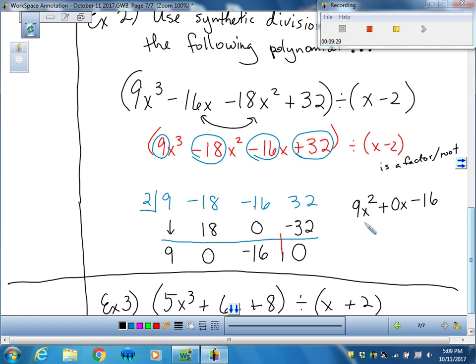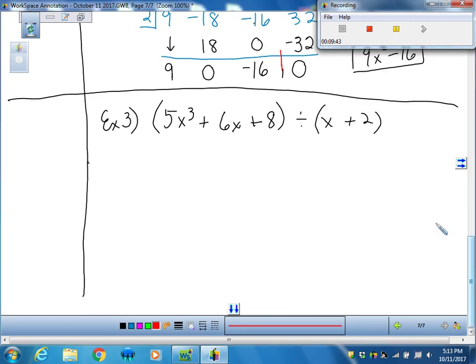Now this can be simplified, and if you were looking at it on a test situation, you would see it as 9x squared minus 16 would be your answer. Okay, pause and record. We'll move on to the last example. Okay, third and final example.